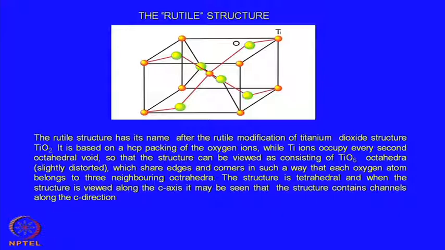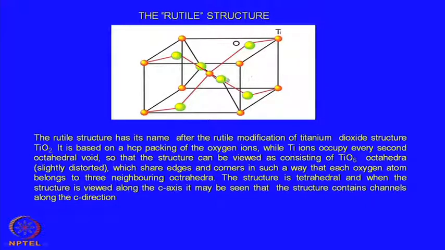and when the structure is viewed along the C axis, it may be seen that the structure contains channels along the C axis. Once again, having a channel in a particular direction means that basically they have an anisotropic property. That means in different directions they will have different properties because they are not completely symmetric. So, it has certain anisotropic property along the C direction, but the symmetry is basically tetragonal.